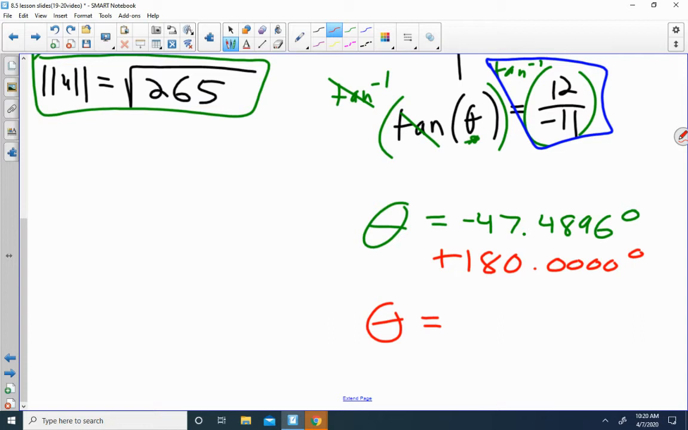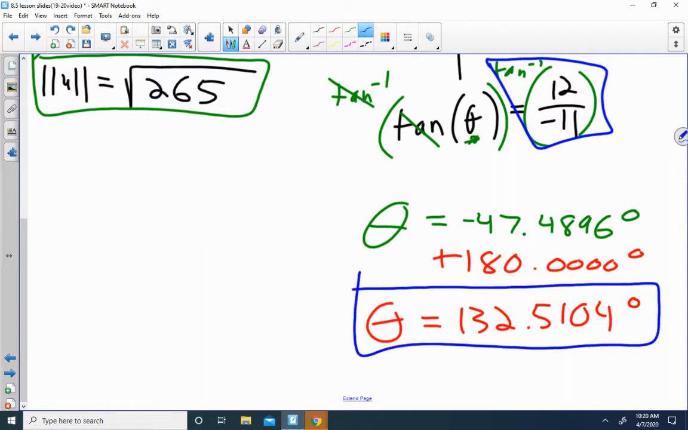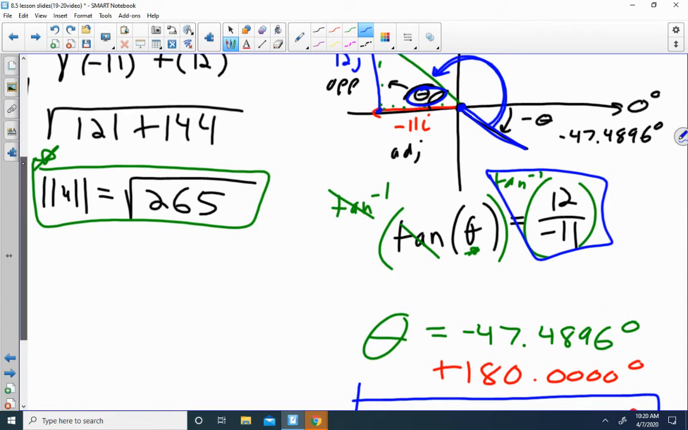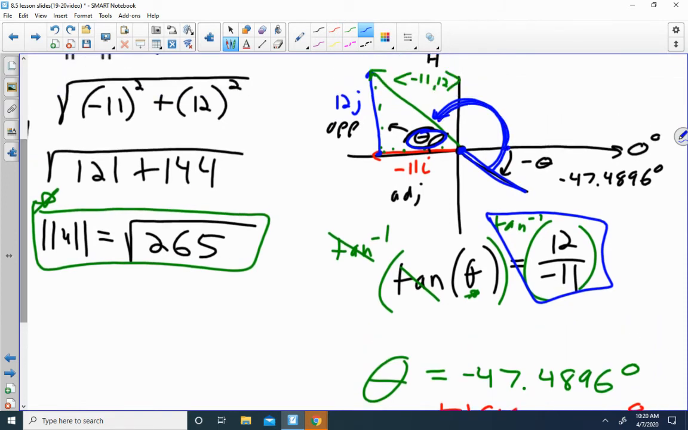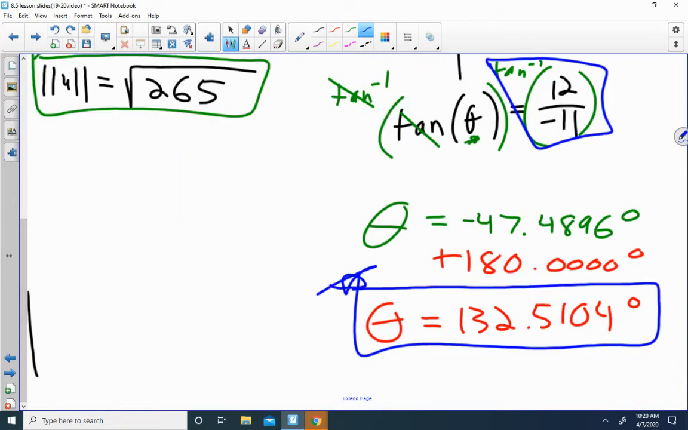And you guys can go ahead and do this part. So 180, okay, hold up. So negative 47.4896. Go ahead and add that to 180 degrees. Enter. And you will get your actual answer for quadrant 2: 132.5104 degrees. And sure enough, as you guys know, 132 is definitely an angle that is in quadrant 2 because it's between 90 and 180. So there you go. That's the angle you're looking for.